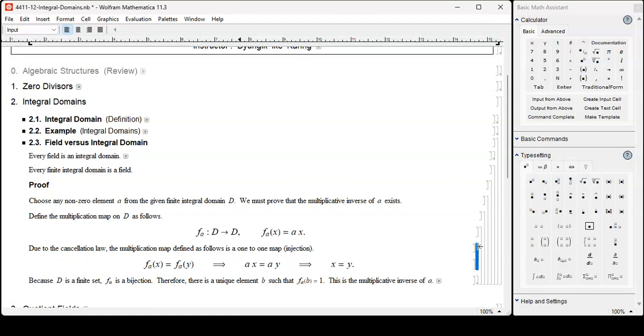F of x is equal to f of y means ax is equal to ay, and then we use the cancellation rule, and yes, you can do that because there is no zero divisor. Remember, a is non-zero, so we can use the cancellation rule. So this map is 1 to 1.